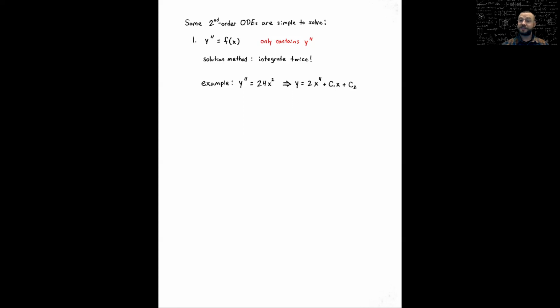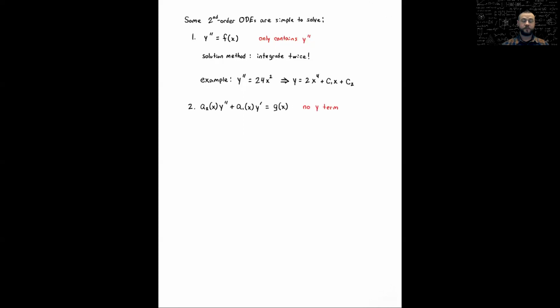All right, let's introduce a second type of second order differential equation that we can solve. And this one looks certainly a lot more complicated. Now what's special about this one? In the first example above, the differential equation only contains y double prime. This one contains y double prime and y prime, but notice there is no y term in that differential equation.